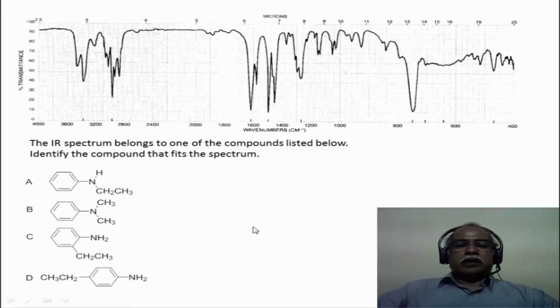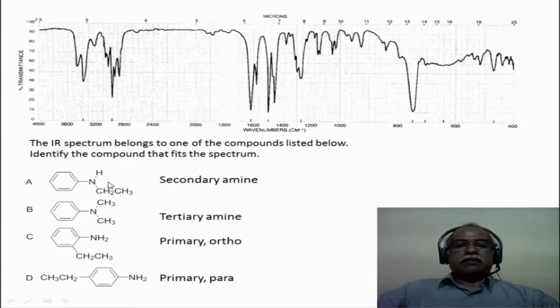Let us move on. Now, there are 4 structures again given here with one infrared spectrum. One has to match the spectrum to one of these structures that is given here. Now, this is a secondary amine and this is a tertiary amine. Secondary amine should give only one peak in this region, but there are 2 peaks here. So, one can easily rule out that it is a secondary amine. Tertiary amine should not have any kind of NH stretching frequency.